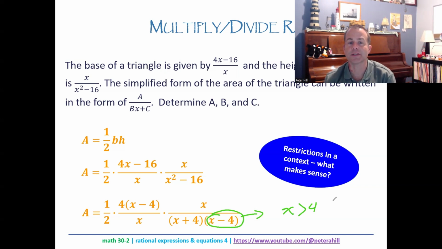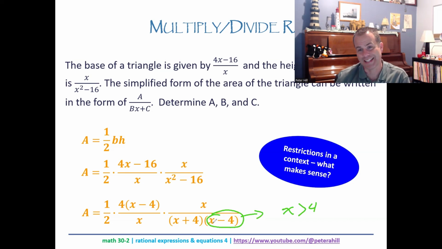Let's say x was 3. Okay, if x was 3, I would end up with a negative number here. And so I'd end up with a negative number times a positive number. That would actually give me a negative number overall. And I can't have the base of a triangle be a negative number.